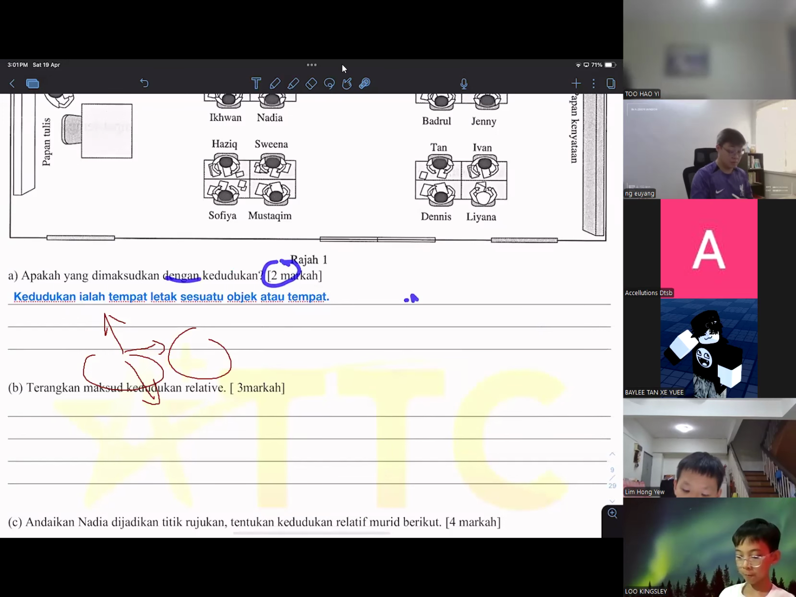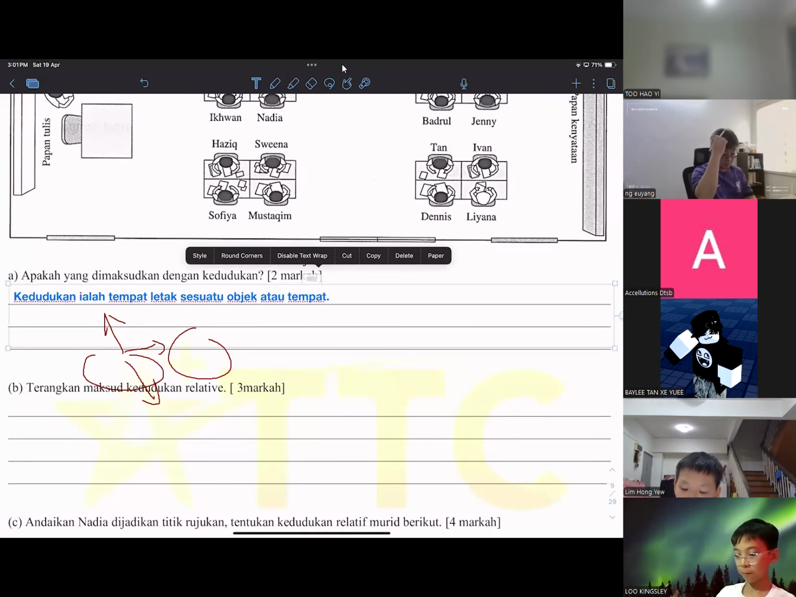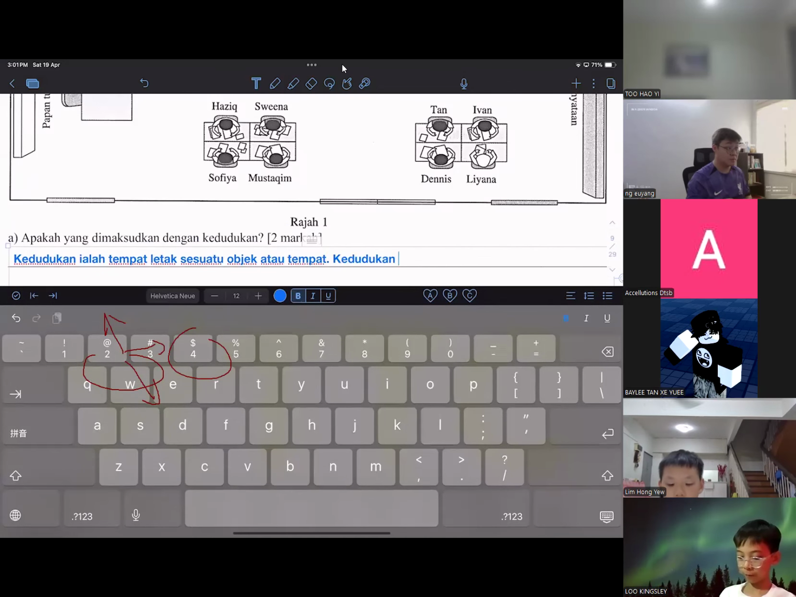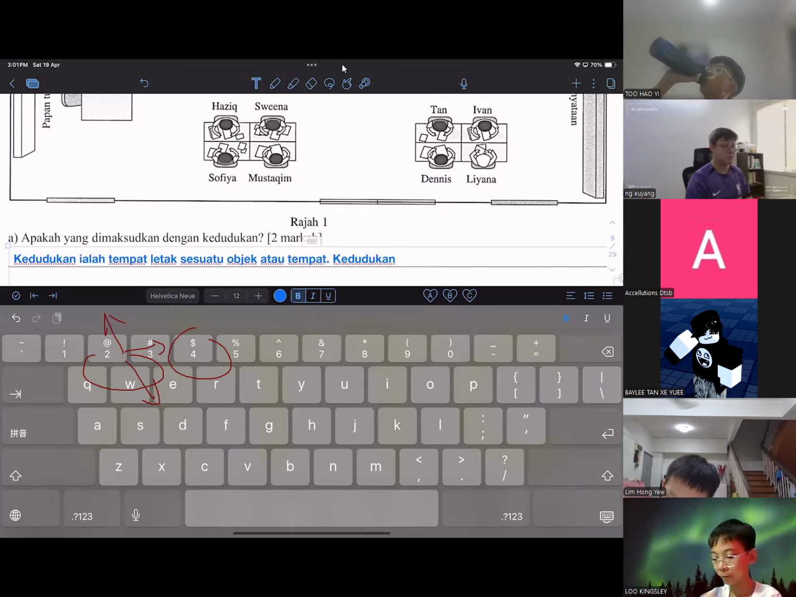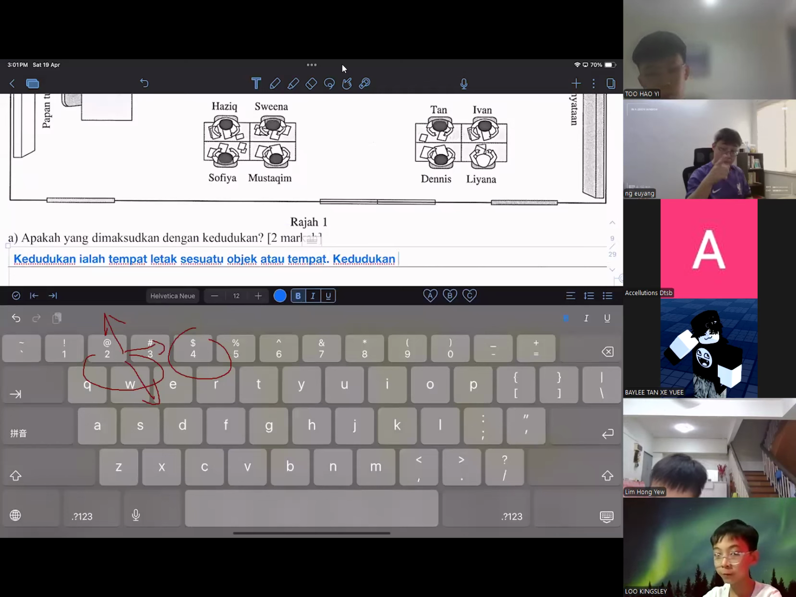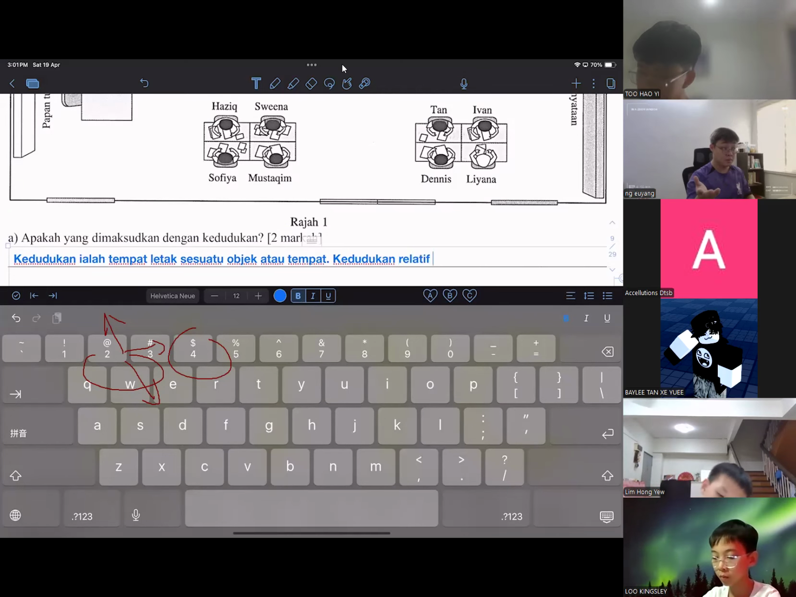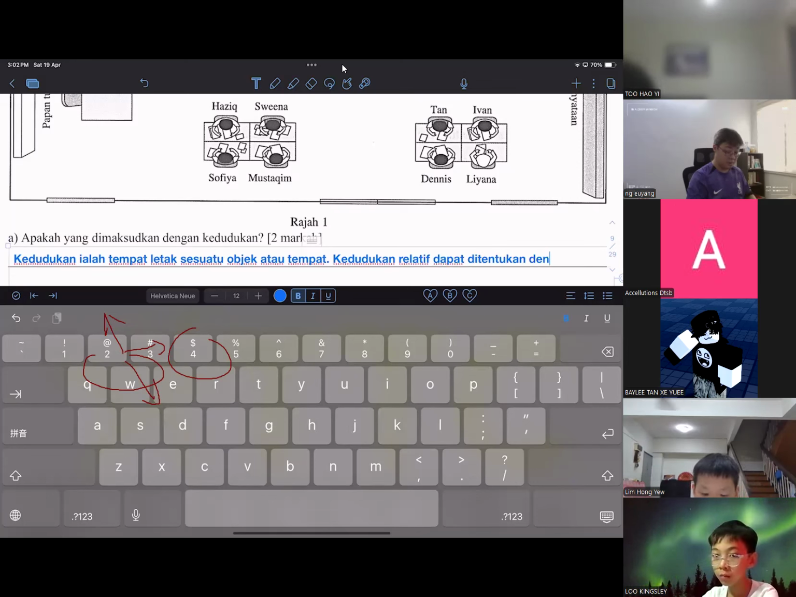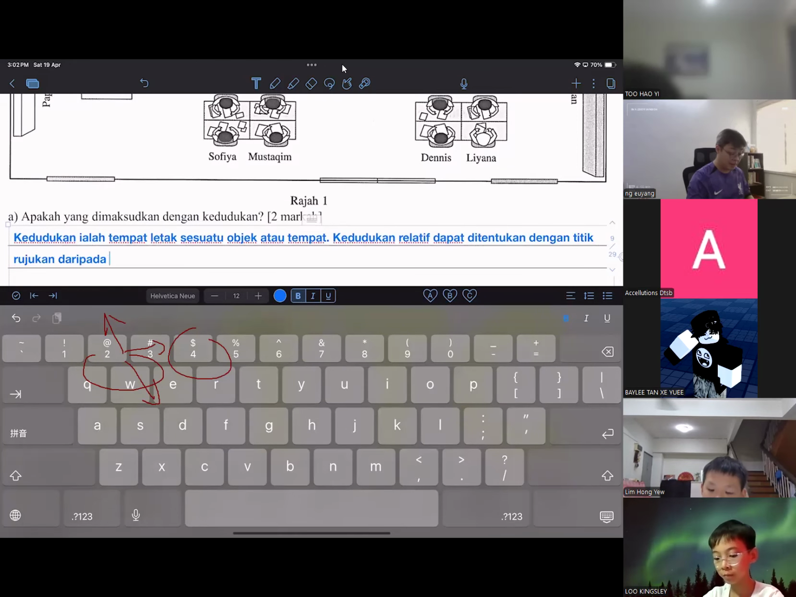So that's second mark. So what's the second mark? So kedudukan. What's the second mark? Kedudukan relatif. Very good. Ditentukan dengan merujuk titik rujukan. Kemudian relatif dapat ditentukan dengan titik rujukan daripada front is known as hadapan. So if you don't use hadapan, you can use depan. So we have hadapan, depan.